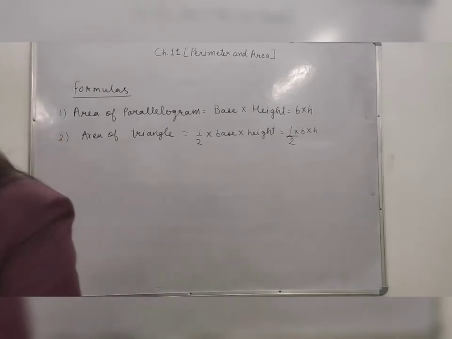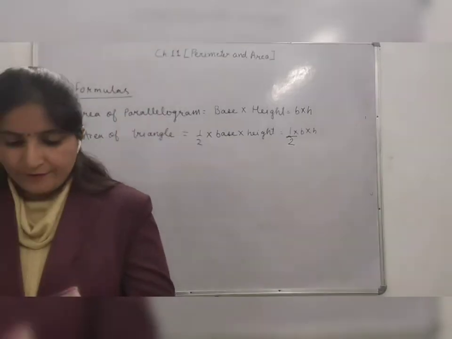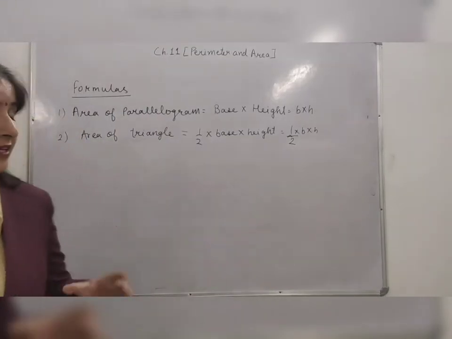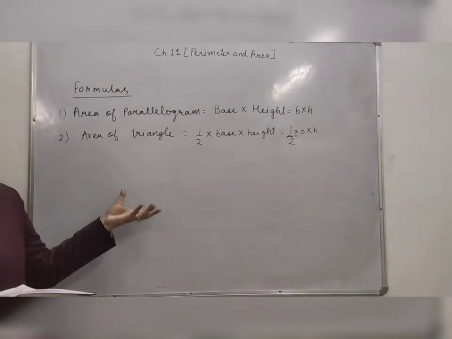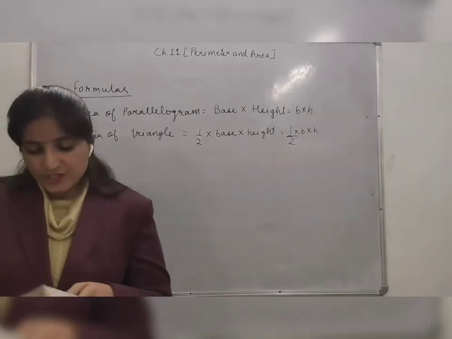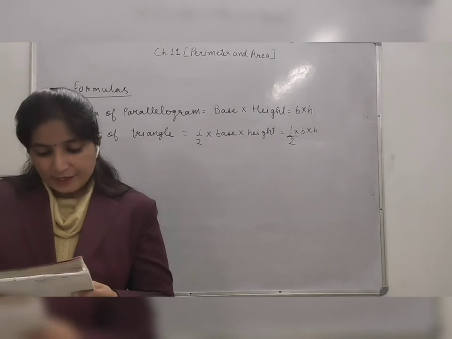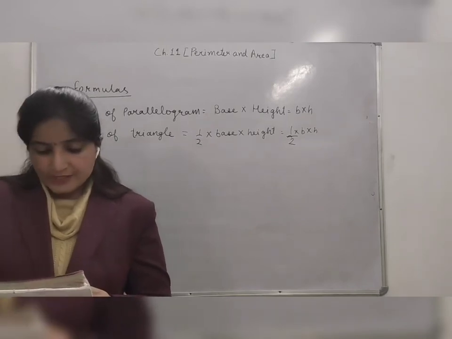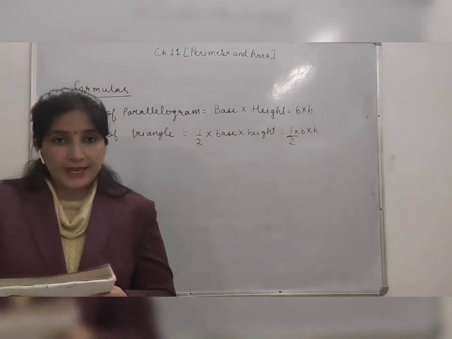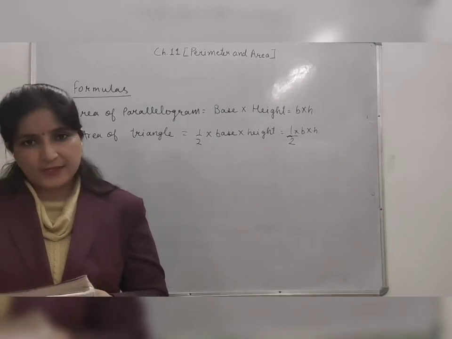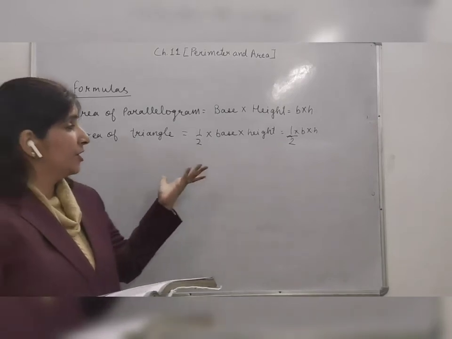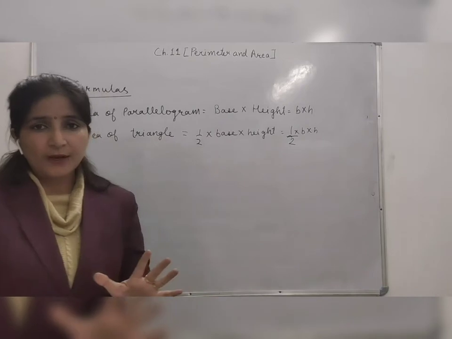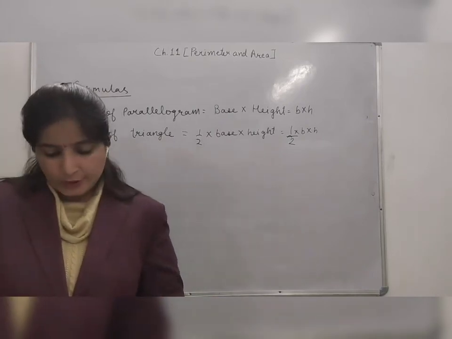Now students, on page number 212 there are some Try These. This is the application of these formulas that you have to do yourself. I'm just telling you once. Find the area of the parallelograms. In the first Try These, you have to find the area. The height is given to you and the base is given to you. What else do you need to do? Just apply this formula, put the values and find the solution.